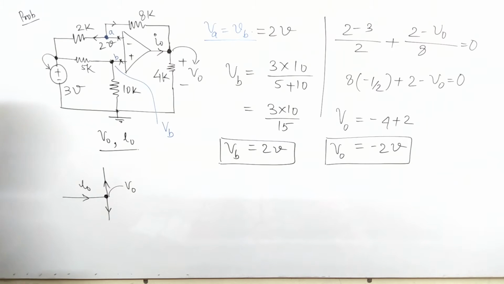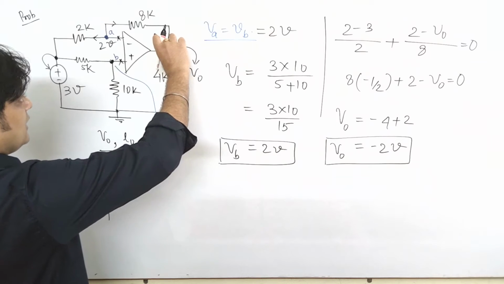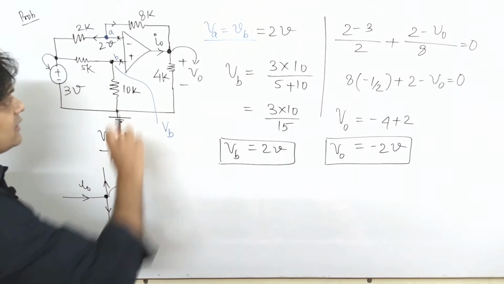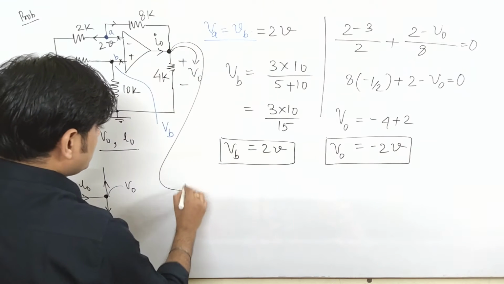Okay. So for finding out the value of I0, I will apply KCL here, just apply KCL here at this node. Okay, at this node KCL.